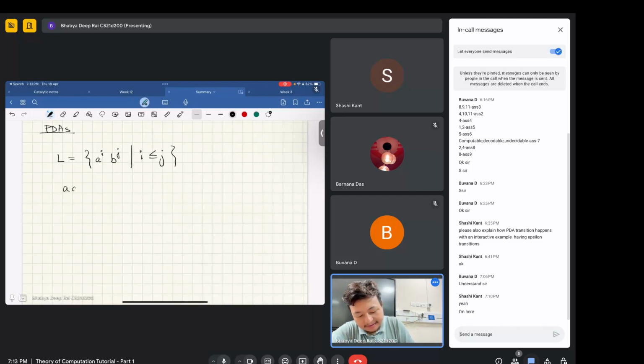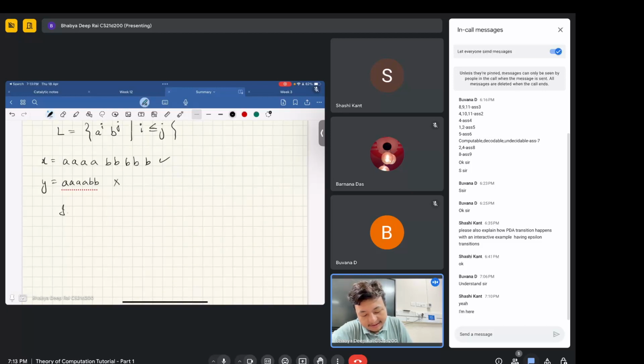So here's the idea. Here's one input, and here's another input. This is a good input. This is a bad input. Now, the idea here is, I'll start seeing A's, then I'll start seeing B's, but I have a stack. That is my advantage.